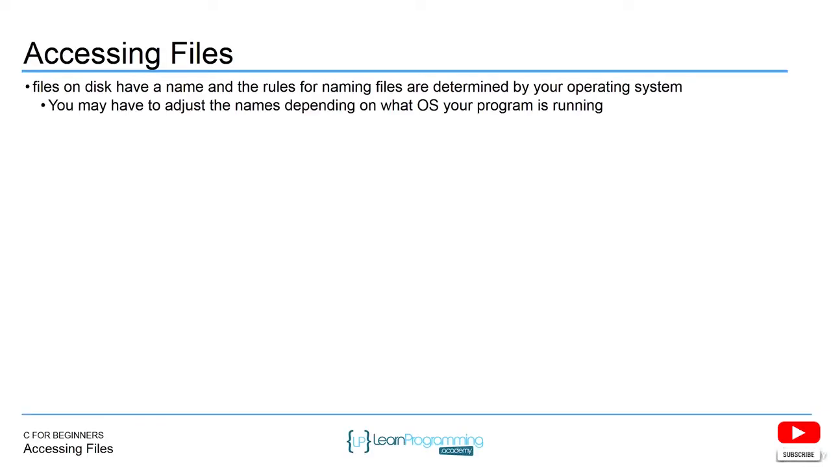In this lecture, I want to talk about accessing files. Files on disk have a name, and the rules for naming the files are determined by your operating system. You may have to adjust the names depending on what OS your program is running. If your program is running on Windows versus Linux, the directory structure is different as well. So if you use forward or backward slashes, you have to adjust this in your program. But for the most part, the names have relatively the same naming rules. But there is the chance that you'd have to adjust it.